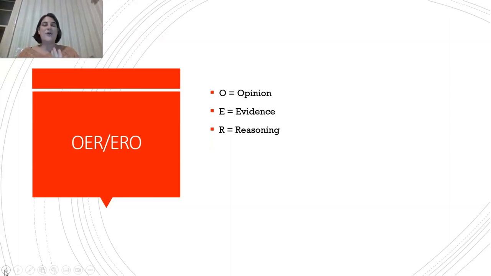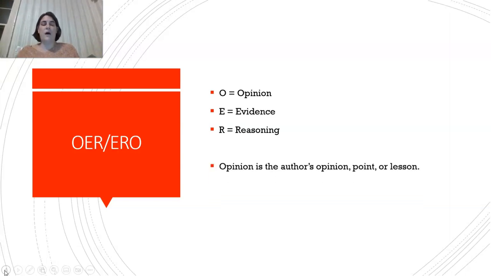So we already know the E and R. Our big change is that O, opinion. So what do I mean by opinion? Well, it's the author's opinion, their point, or their lesson. So what we mean here is when authors are trying to write and get information across to you, and they want you to try to understand their point, sometimes they'll start with that opinion or main idea, and then they'll show you the evidence and reasoning why they're right.